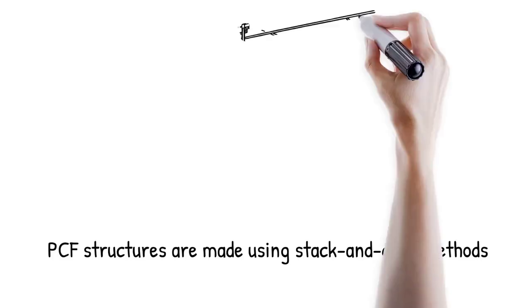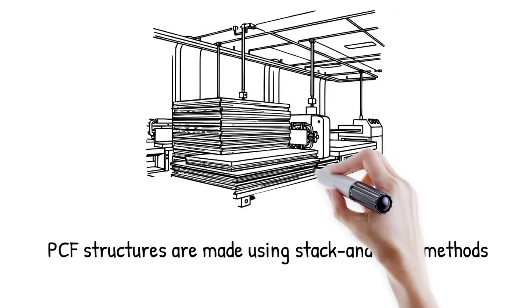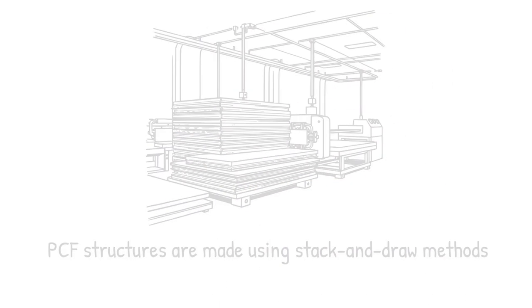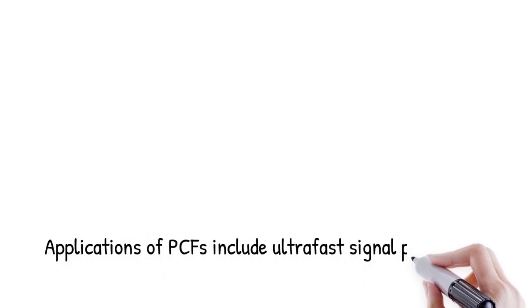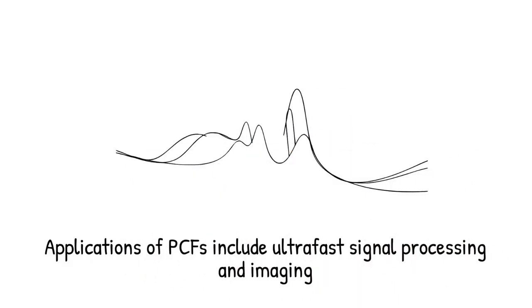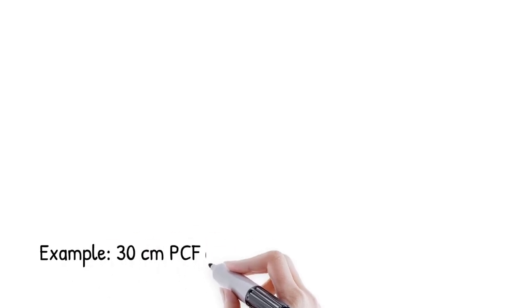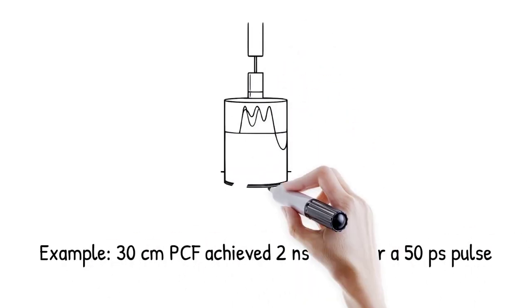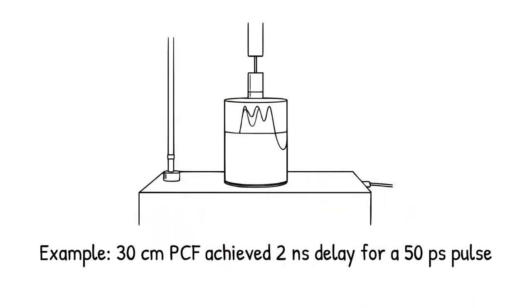Such fiber structures can be fabricated using stack and draw methods, making them compatible with existing fiber networks. Applications include ultrafast signal processing and optical coherence tomography. A 30 cm PCF with engineered dispersion achieved a 2 ns delay for a 50 ps pulse at 1550 nm.